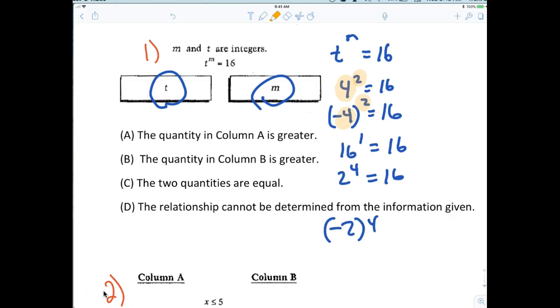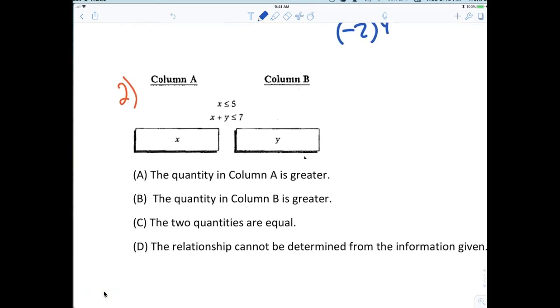So, what's true? D. Right? There's no way. One is not always greater than the other. There's no way to determine. Everybody okay with that? Another really good problem. Gets you thinking about all the possibilities. Any questions with that? If you got that right, that's very good. Because most people get locked on 4 squared and they think that's the only possibility. All right? So let's look down here.